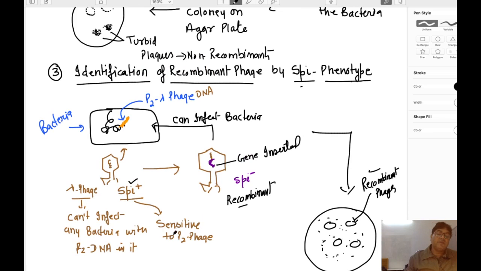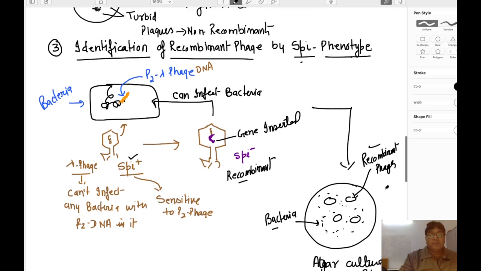SPI is sensitive to P2 phage, and SPI positive are those lambda phages which cannot infect the bacteria. So we made these SPI positive into SPI negative, and these SPI negative lambda phages are those phages where a gene is inserted into the genome, so the genome is modified. So now this phage can infect the bacteria and form its colony. If the colonies of the phages are developed in the bacterial culture, the bacteria are also multiplying. These colonies will only be of the recombinant phages and not of the SPI positive or non-recombinant phages.